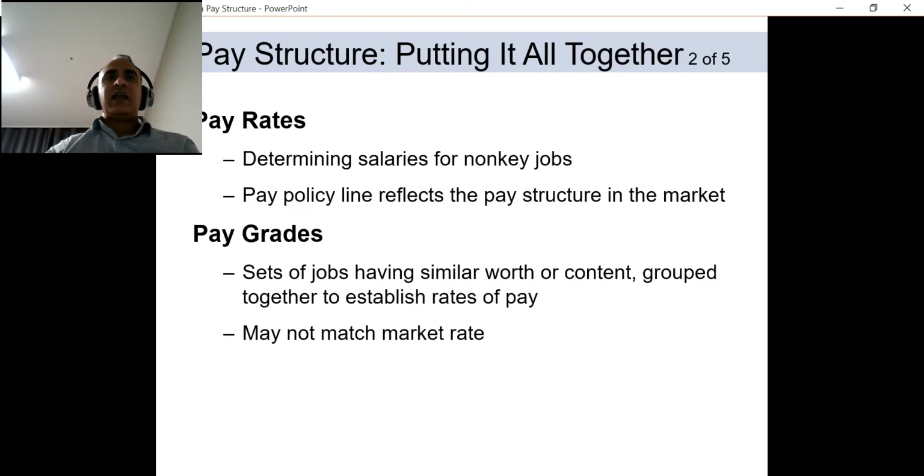So in this case, we have pay rates, which has determined salaries for non-key jobs. So for jobs that are not that critical, we need to establish what is the average of payment that we're going to do. And then, of course, that comes together with the pay grades, right? Sometimes a pay grade, like I said, comes between, let's say, 2 and 5 million. But 2 and 5 million can be a massive difference. And that depends, again, on the skills of the employee. Sometimes people are not very happy with pay grades.